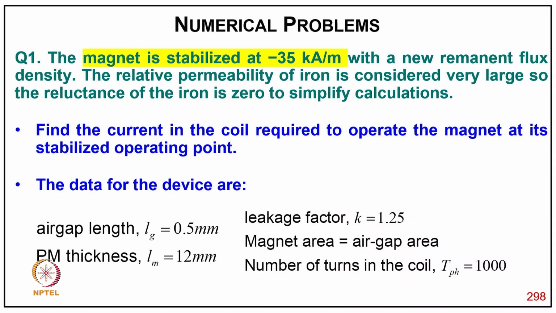So starting with question 1, the magnet is stabilized at minus 35 kiloampere per meter with a remanent flux density. The relative permeability of iron is considered very large, so the reluctance of iron is 0 to simplify calculation. Find the current in the coil required to operate the magnet at its stabilized operating point. The data for the device are air gap length Lg equal to 0.5 millimeter, PM thickness Lm equal to 12 millimeter, leakage factor K equal to 1.25, magnet area equal to air gap area, and number of turns in the coil is TPH equal to 1000.